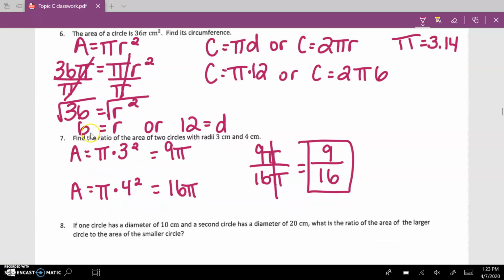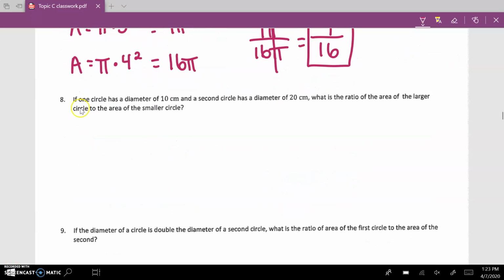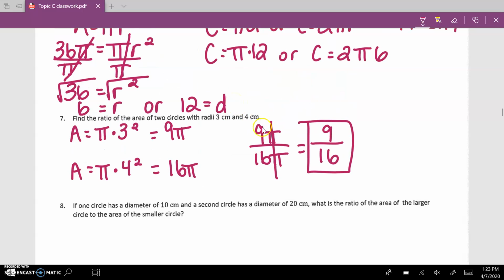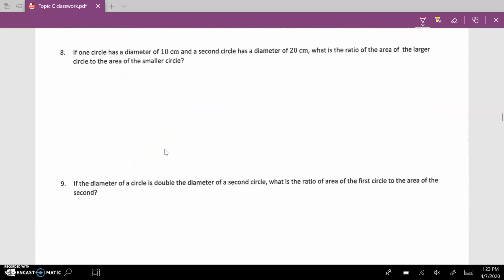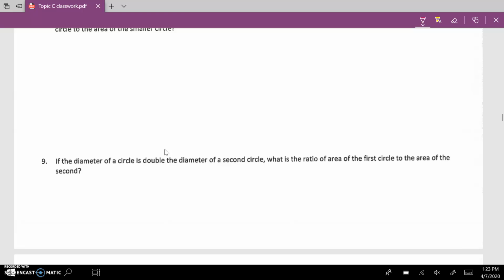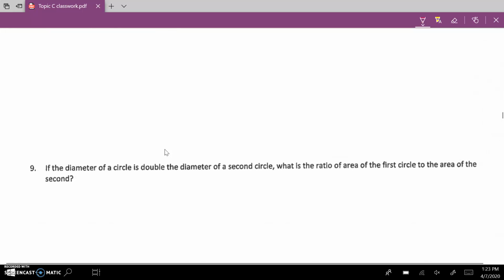And then the last one we're going to do here is, number 8, you should be able to do using number 7. But if we look at number 9 here, that says if the diameter of a circle is double the diameter of a second circle, what is the ratio of the area of the first to the area of the second? So we have a first circle and we have a second circle. The diameter of a circle is double the diameter of the second.